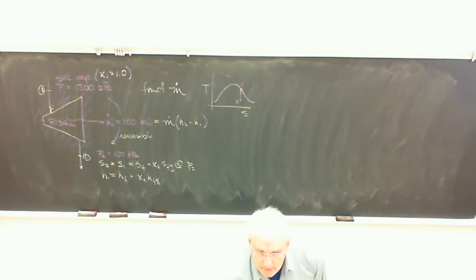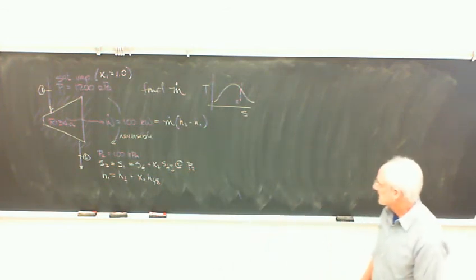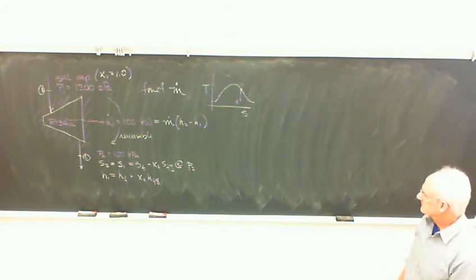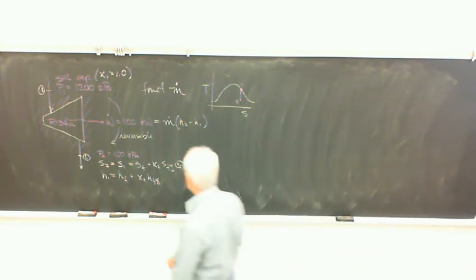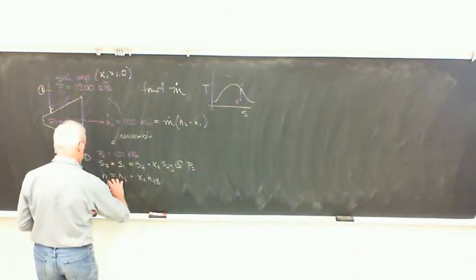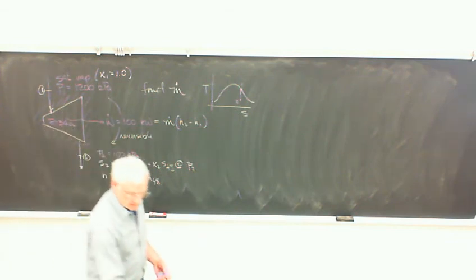Malcolm asks: why is the entropy at 1 influenced by the quality at 2? Sorry, that's supposed to be a 2 there. Ah, okay. Sorry about that.